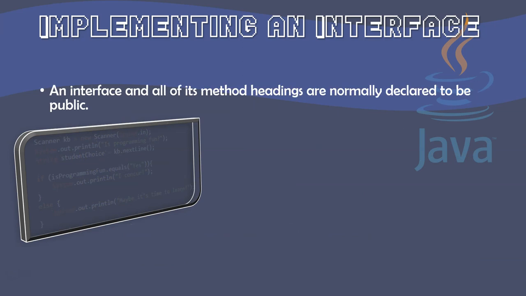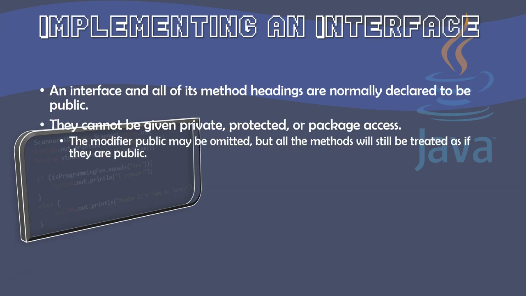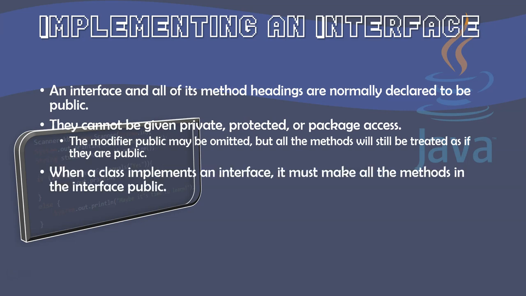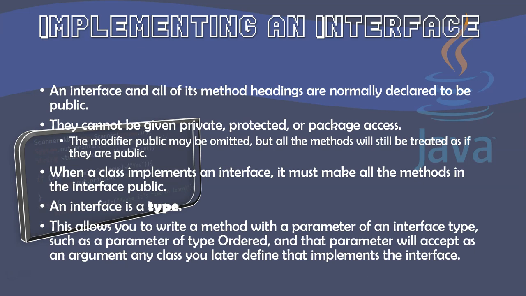Now, an interface and all its method headings are normally declared to be public. They cannot be private, they cannot be protected, or package access. The modifier public you can omit, but all the methods will still be treated as if they are public. So when a class implements an interface, it must take all the methods in that interface and make them public. Just remember, an interface is a type. It is not a class structure. And because it's a type, this allows us to write a method with a parameter of an interface type, such as the parameter of type Ordered, and that parameter will be accepted as an argument of any class that you later define that implements said interface.